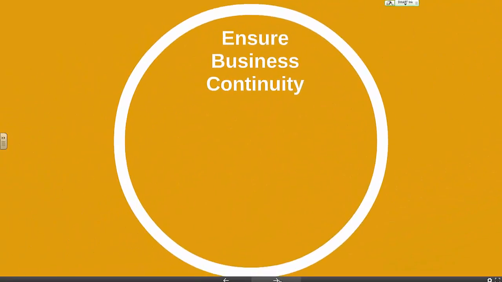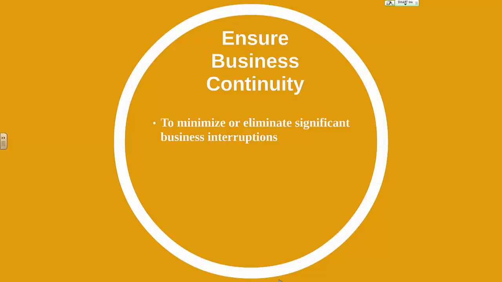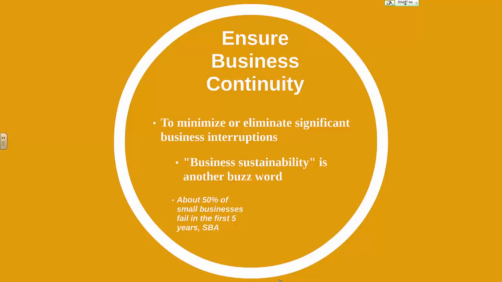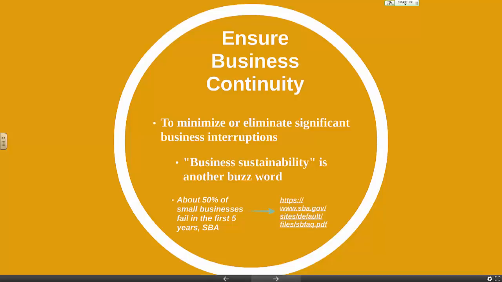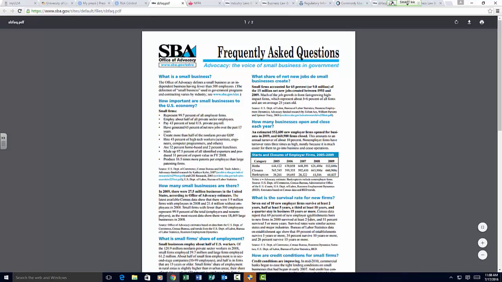Next, ensuring business continuity. This means to minimize or eliminate significant business interruptions. Another key buzzword that is often used today is sustainability, or the phrase business sustainability. Another is business perpetuation. About 50% of small businesses actually fail in the first 5 years, according to the Small Business Administration. Let's take a look at an important document that the Small Business Administration puts out every year.